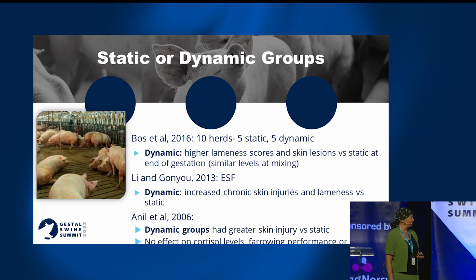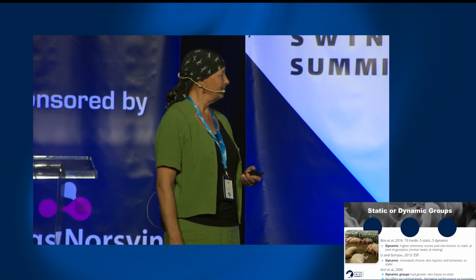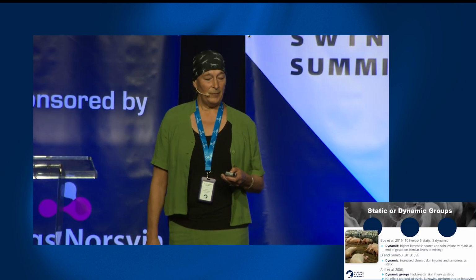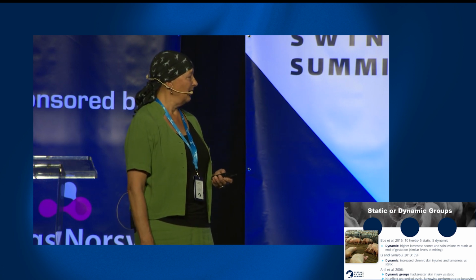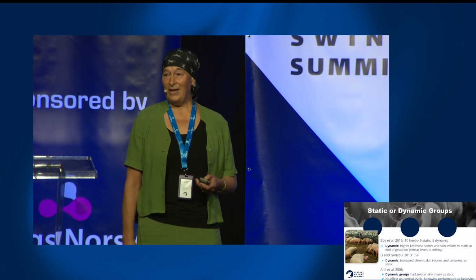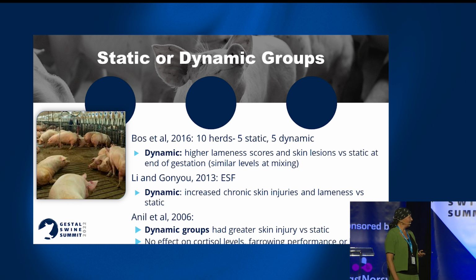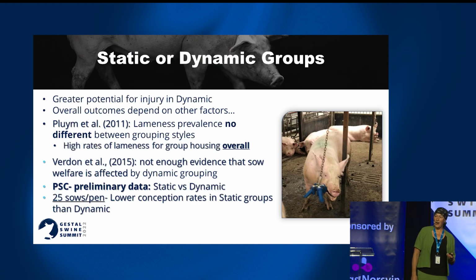Yushi Lee and Harold Ganyu, 2013 paper. The dynamic group there had increased chronic skin injuries, so throughout gestation, and lameness compared to static, so an impact of that dynamic grouping. And then a paper from the US, Anil, the dynamic groups had, again, greater skin injuries versus static, but there was no effect on cortisol levels and no effect on performance. So again, moderate impact. So clearly we might say there seems to be a higher potential for injury in a dynamic system. I think some of that's going to depend on the flooring and, again, the level of competition among sows. But a number of authors have emphasized that the outcome really depends on a lot of other factors, right?